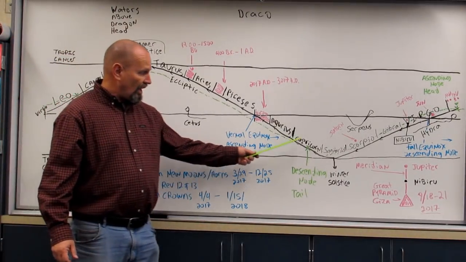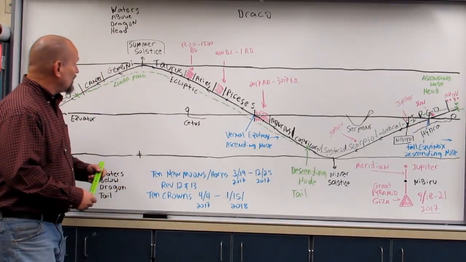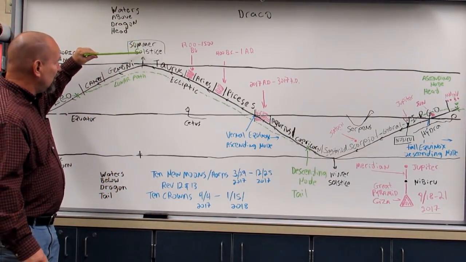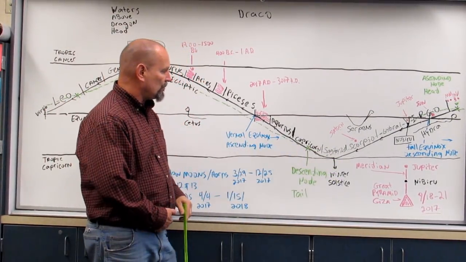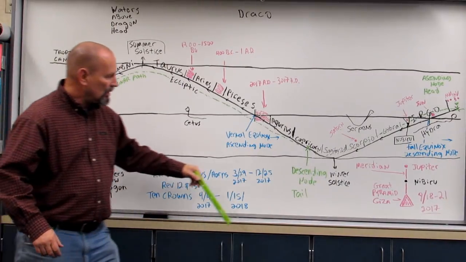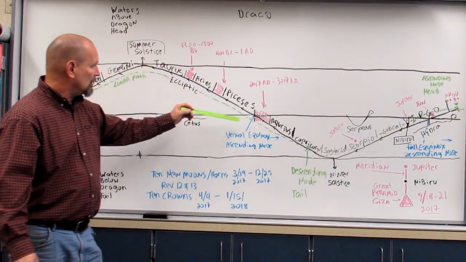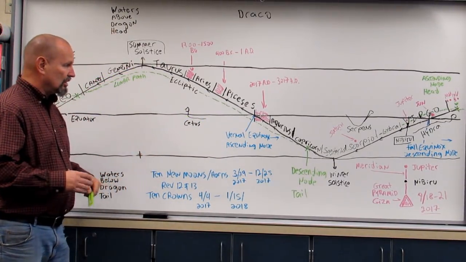All right, so we ended right here with the descending node of the area of the tail. You'll probably notice I've added a couple different things here. I entered the summer solstice right here, and also the winter solstice right here. That way we have our equinox points: equinox, winter solstice, equinox, summer solstice as well. So I just wanted to add those things in there.